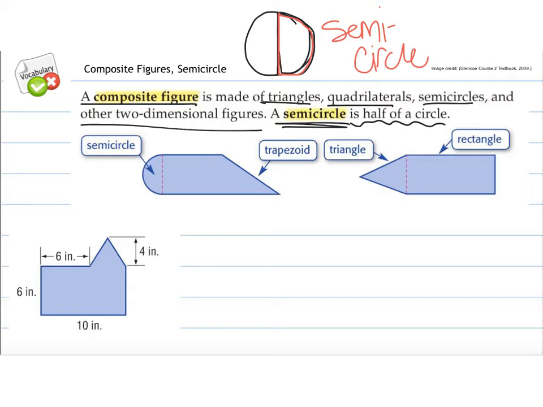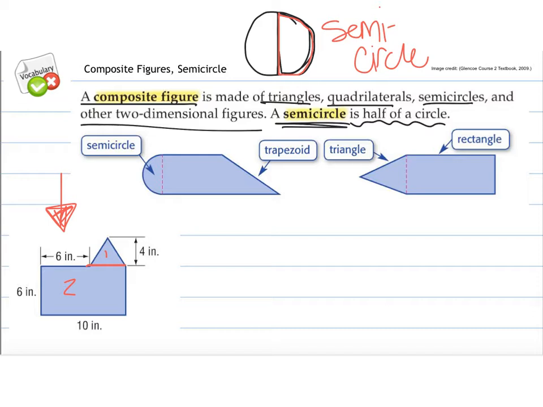So how do we find the area of composite figures? Well, let's look at this shape right here. First I want to break it up into shapes that I already know how to find the area of, like a rectangle, a triangle, a trapezoid, or a circle, because we already know how to find the area of those. If I draw a line right here, I now have a triangle. Here's my first shape, and here's my second shape. I have a triangle and a rectangle. I find the area of each of them, and then I add them together.